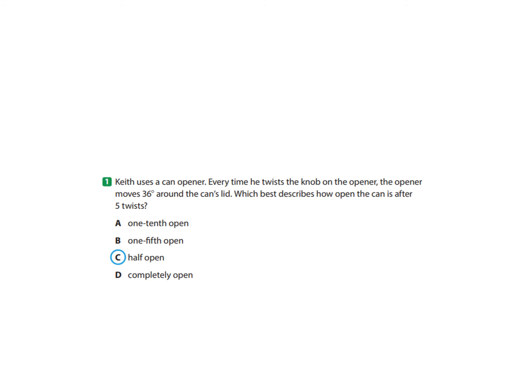All right, so we could describe this can as half open after 5 36-degree twists. If you multiplied 36 times 5 or added 36 5 times, you would get 180 degrees, and that's half of a circle, and the lid is a complete circle. So it would be 180 degrees, it would be halfway open.